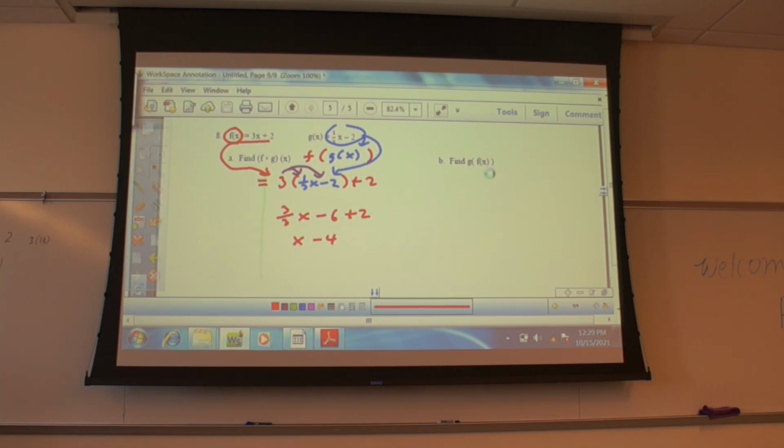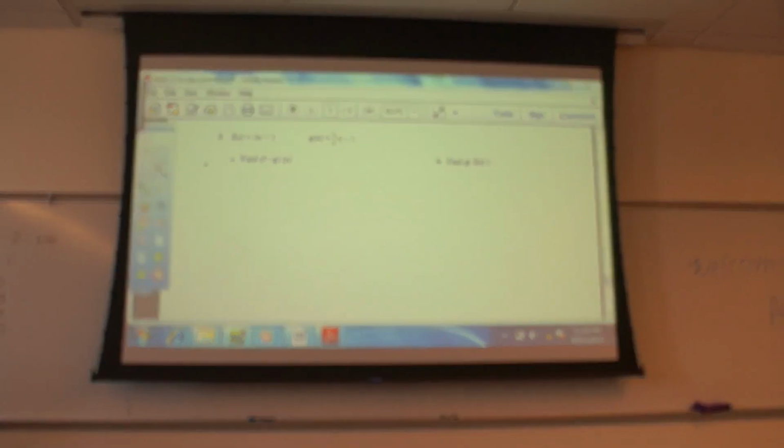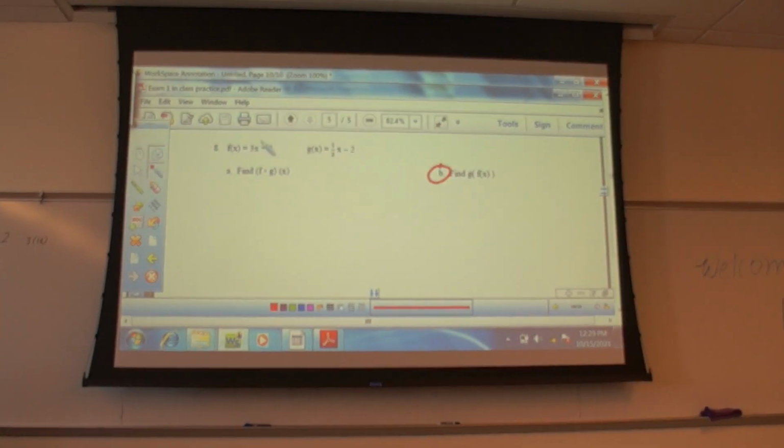Find g of f of x. So this is the opposite way. Everybody set this one up and work on this one. Here you're starting with g, and you're going to put f of x inside of it. You're going to take f of x and throw it inside of g of x.